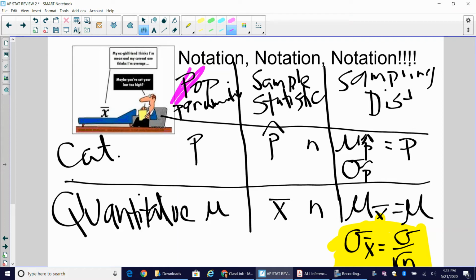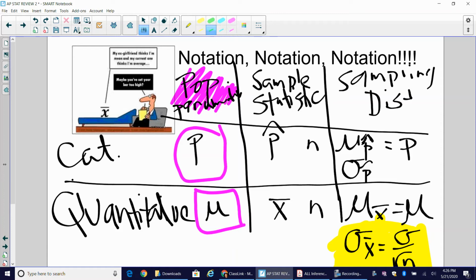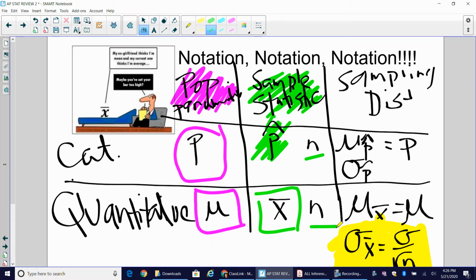So population, you're working with parameters. You get P if you're working with categorical. This is the population proportion. You're working with quantitative, then you're going to use mu. That is the population mean. Next, we might just have sample data. That's called a statistic. So if we're working with categorical, our statistic would be P hat, and we'd also be given some sample size, that's n here, or if we're working with quantitative, our sample mean would be x bar. We're still going to be given sample size.